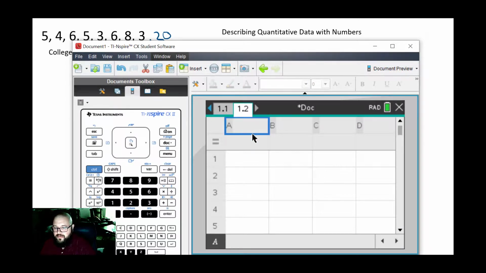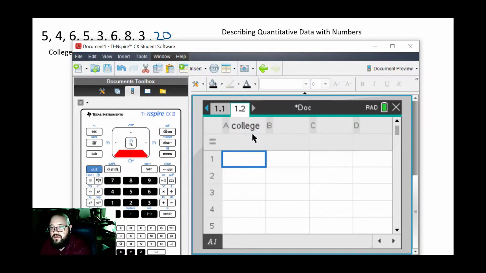Now up here at the top, I'm going to go ahead and label this column. Let's see if I just have college. Well, let me write all that out. There we go, college. We'll name it college. Alright, so then I'm going to put all of our data values that we had.